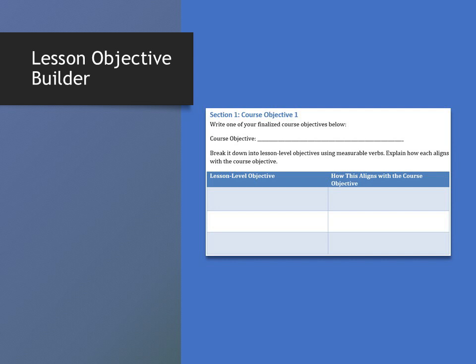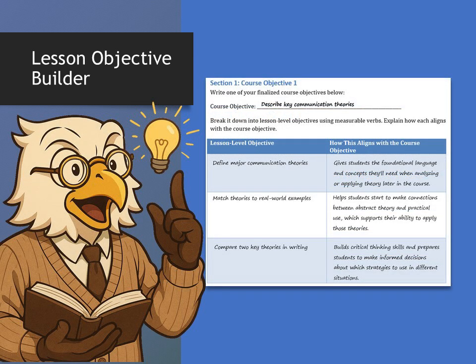Let's try it together. My course objective was describe key communication theories. Here are a few lesson objectives I could use. Define major communication theories. Match theories to real-world examples. Compare two key theories in writing. On the worksheet, I'd list those under the first course objective, and in the second column, I'd explain how each one helps students achieve that goal.